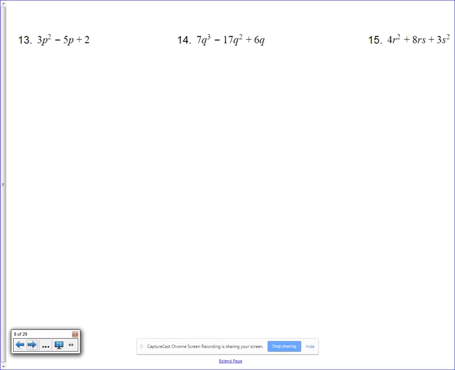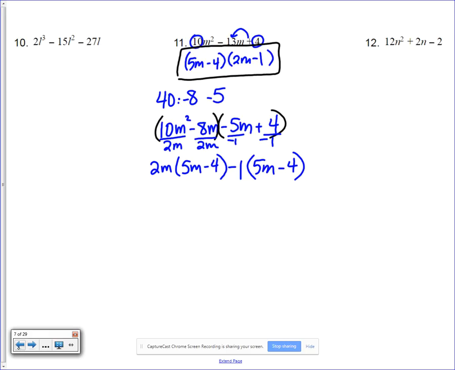I hear a 12. What can I take out of 12 before I even start? A 2. All of these things need divided by 2 before we start. When you divide them by 2, what's left? Keep going. Good.